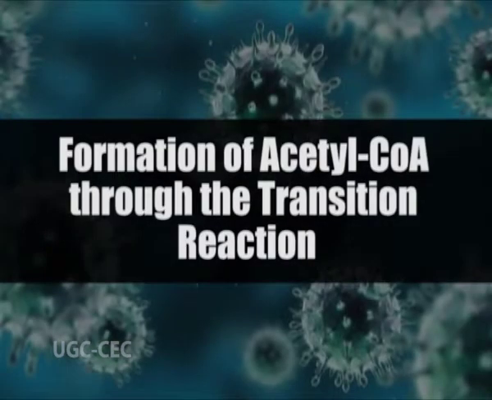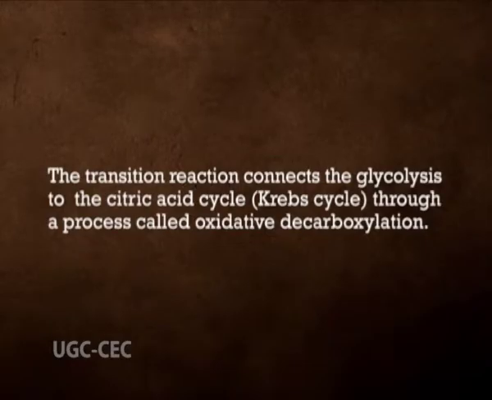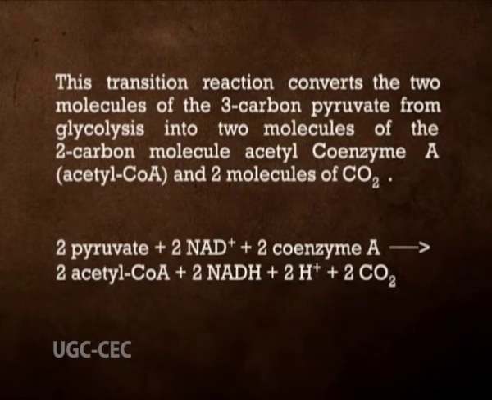Now we'll come to the formation of acetyl-CoA through the transition reaction. The transition reaction connects glycolysis to the citric acid cycle, which is also called the Krebs cycle, through a process called oxidative decarboxylation. This transition reaction converts the 2 molecules of 3-carbon pyruvate from glycolysis into 2 molecules of the 2-carbon molecule acetyl coenzyme A, which we commonly call acetyl-CoA, and 2 molecules of carbon dioxide.